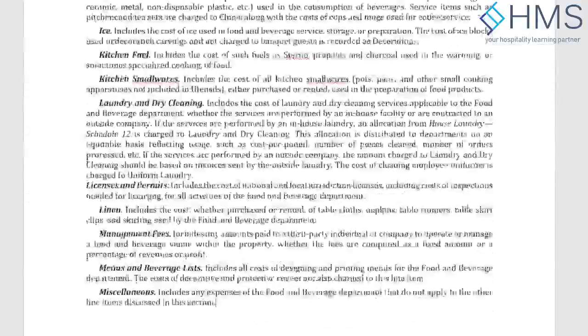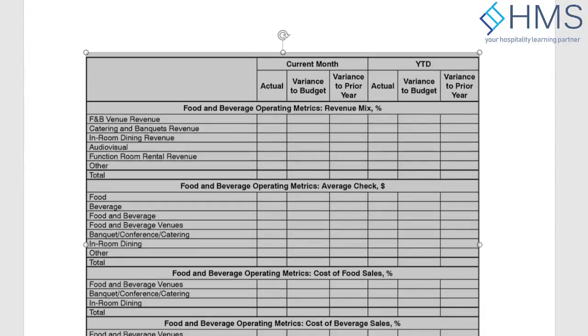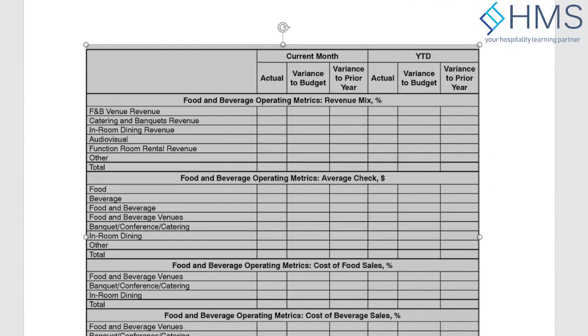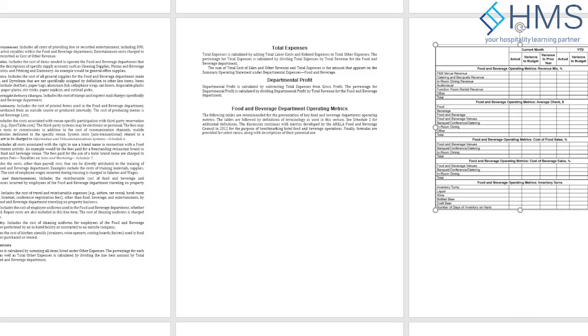Then we saw the F&B department statistics, which are mostly the average check, the number of covers, the revenue by.